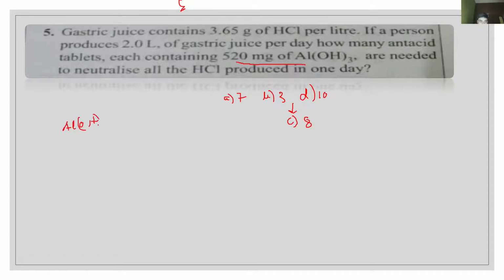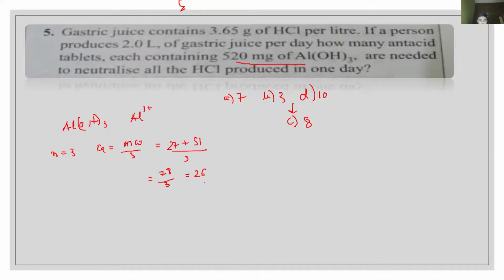First come to AlOH3. What is its N factor? It is 3, because Al 3 plus, total positive charge on the cation. So it is 3. Now equivalent weight equals molecular weight by 3. Al is 27 plus 3 into 17, 51, so 78 by 3, that will give you 26, right?